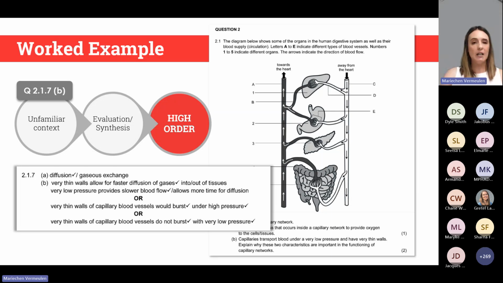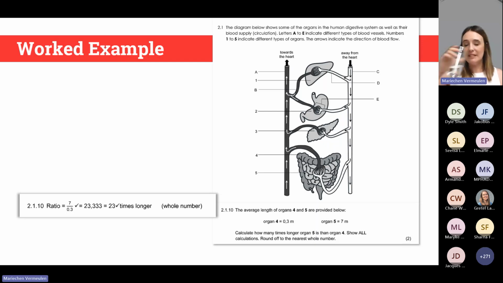So the idea behind this is it's higher order because learners cannot just recall structural characteristics. They have to actually apply what they know about the structural characteristics to the function and give an idea of its importance, its relevance, evaluating that in light of this question. Okay, so that is a higher order question. Right, question 210.